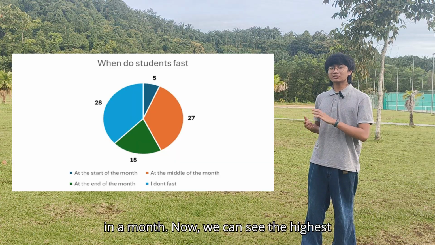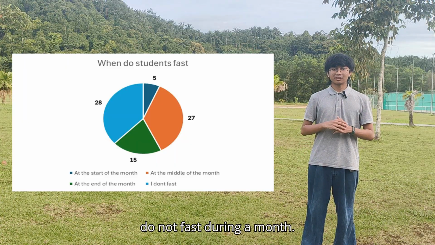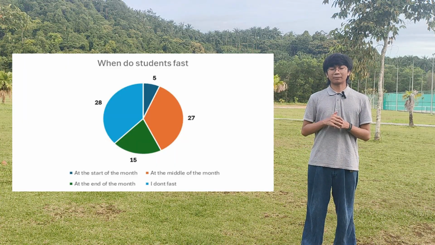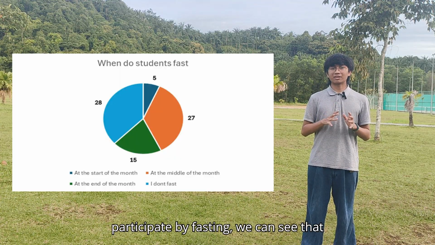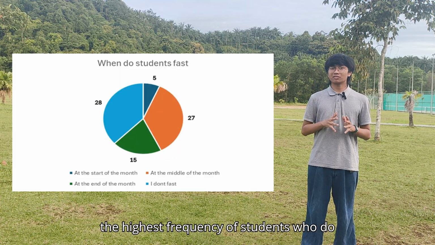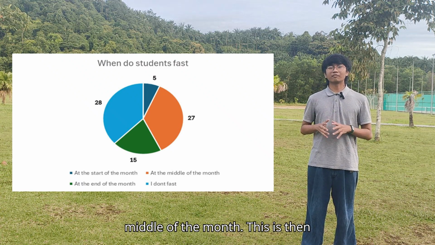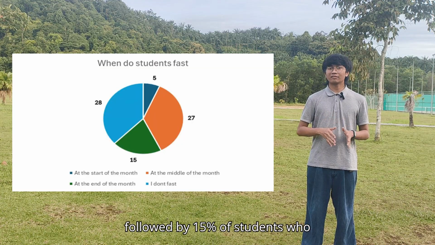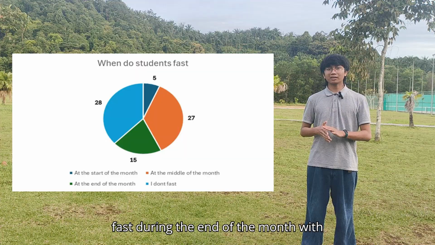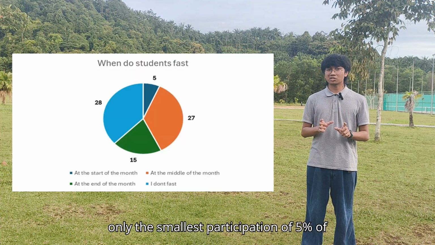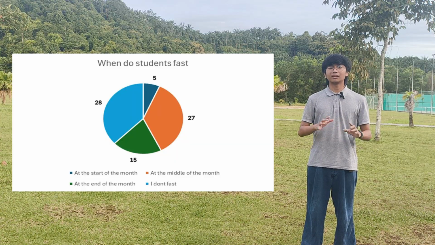Now, we can see with the highest frequency here, 28% of students generally do not fast during a month. However, among those who do participate by fasting, the highest frequency is 27% who fast in the middle of the month. This is then followed by 15% of students who fast at the end of the month, with only the smallest participation of 5% of students fasting at the beginning of the month.